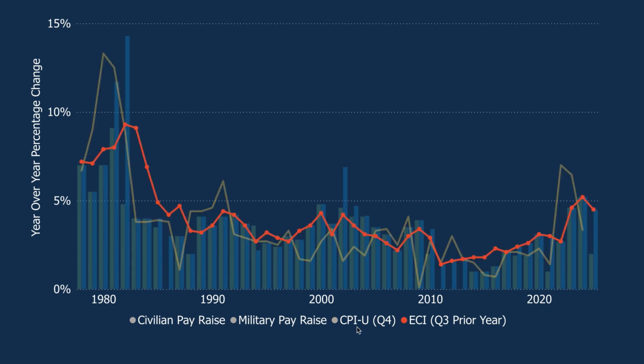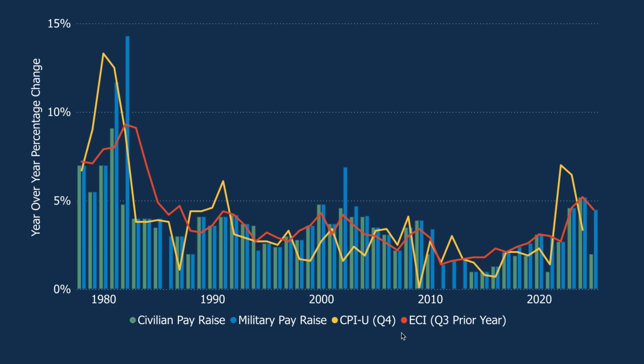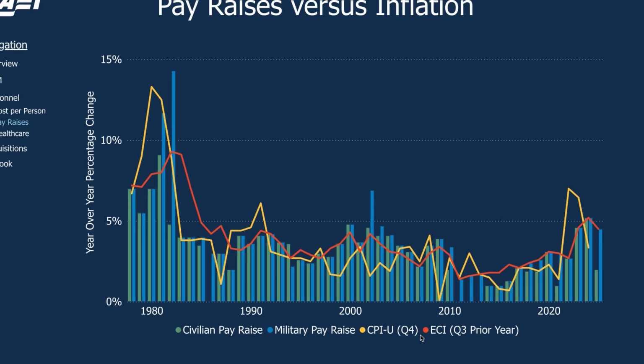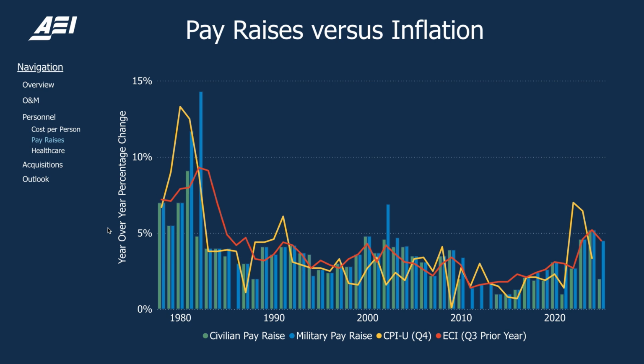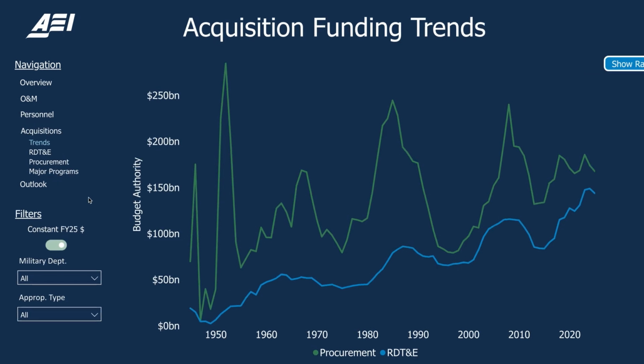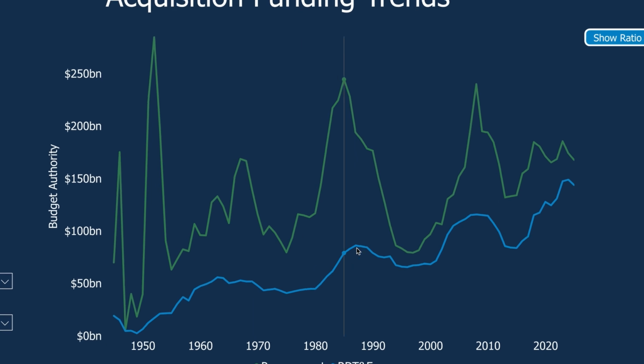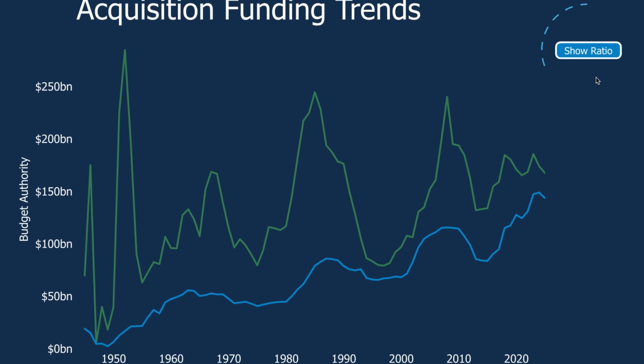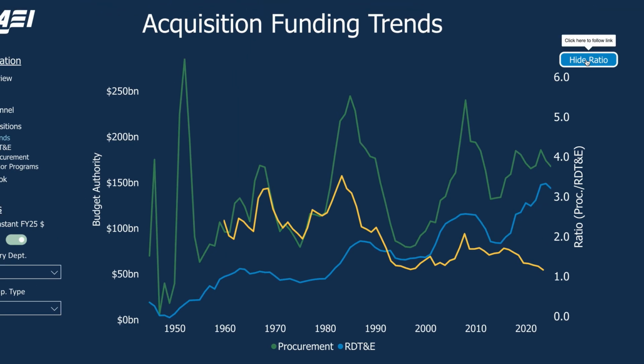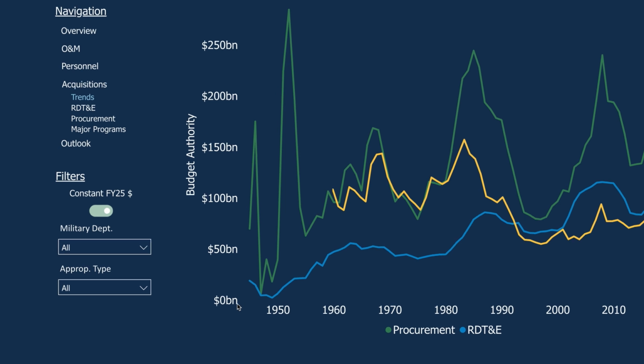Keep in mind that the CPI and the ECI are backward-looking measures when you're comparing it to the pay raises for a given year. If we go to the acquisition section of the tool, the trends page shows overall RDT&E funding in blue and procurement funding in green. If you click the Show Ratio button, it brings up a yellow line that just shows the ratio of procurement funding to RDT&E funding for each year.